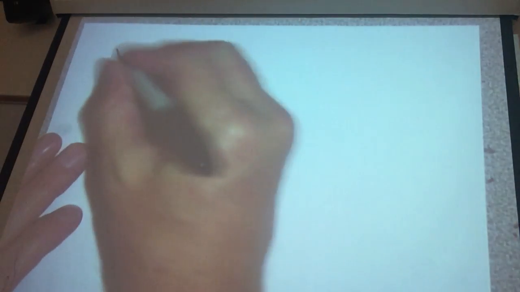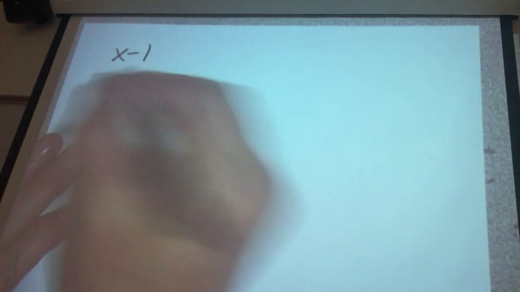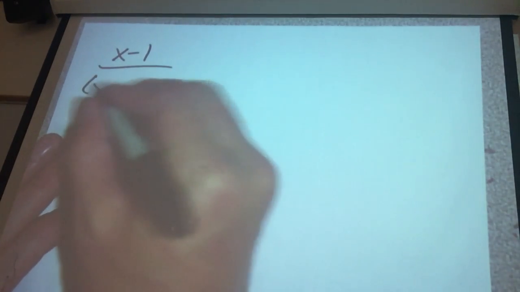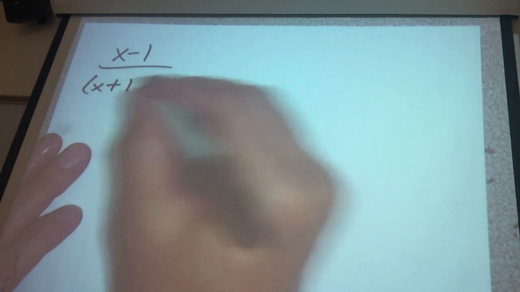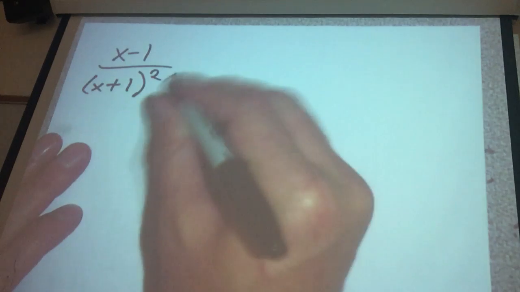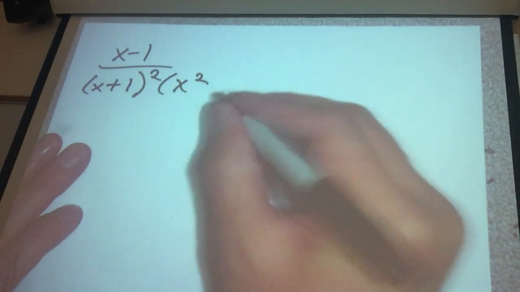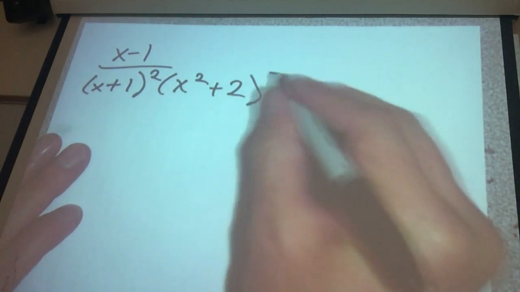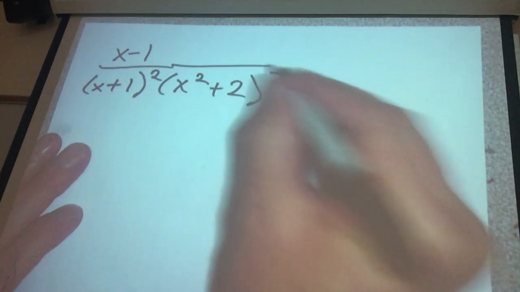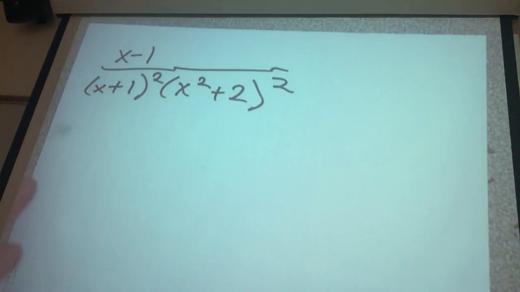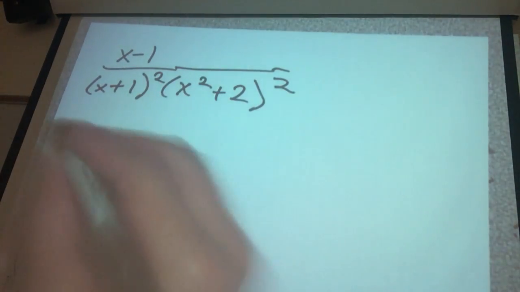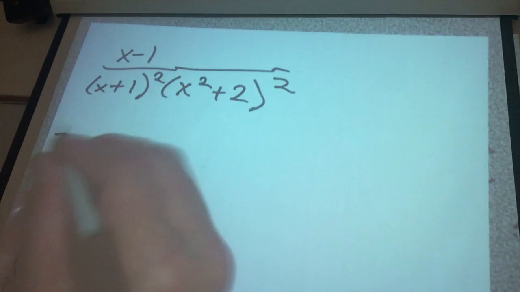Okay, so the last three problems. This first one just says, what is the partial fraction decomposition of (x minus 1) divided by (x plus 1) squared times (x squared plus 2) squared. All right, this is just asking for the partial fraction decomposition.